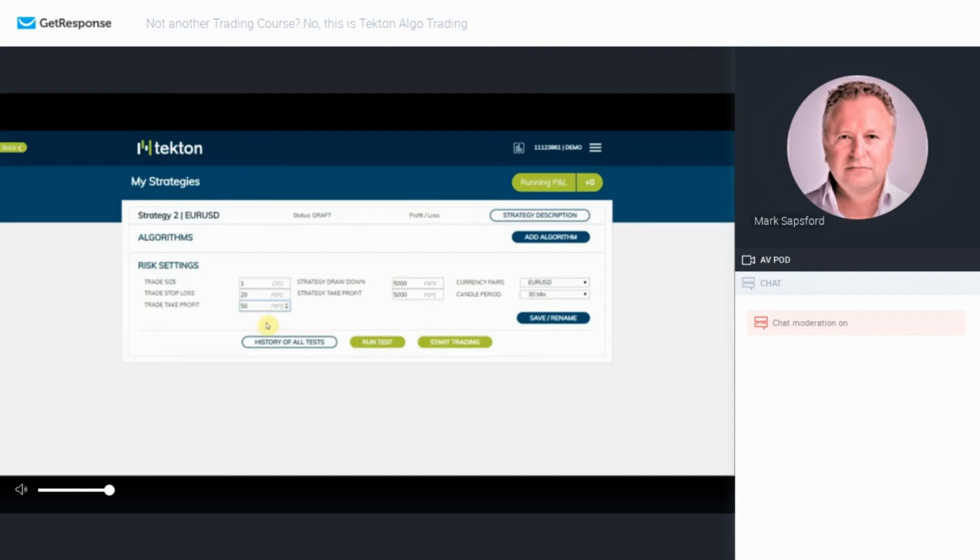For creation purposes, for testing, I'm going to leave 5,000 and 5,000 set as this. This is the drawdown for the strategy and the take profit for the strategy. And I'm going to leave it at 1 CFD. That, as far as I'm concerned, is the risk settings taken place.